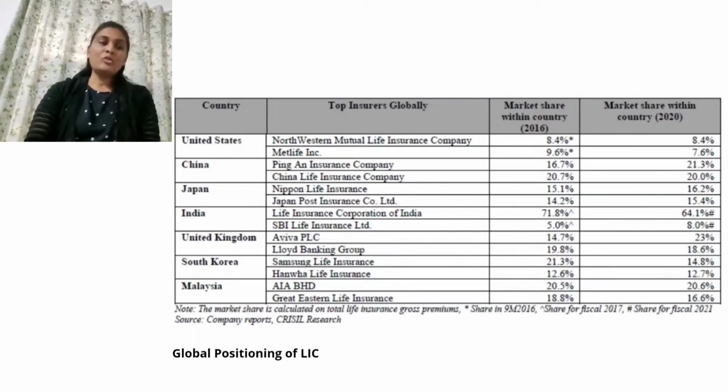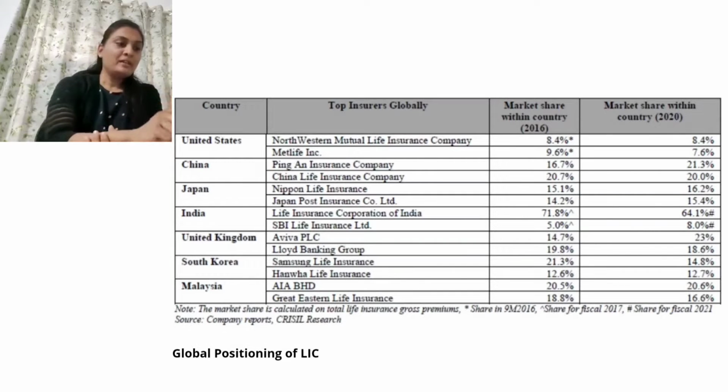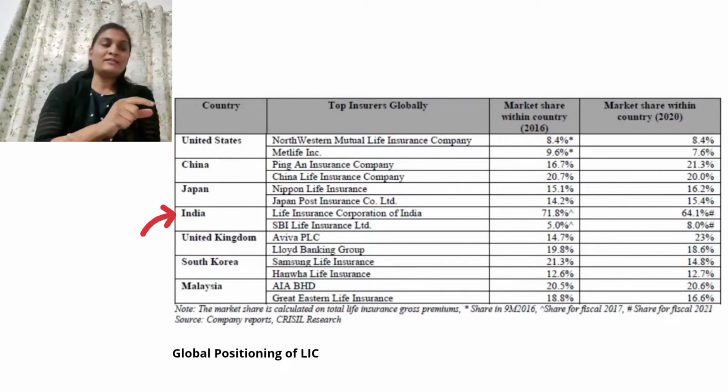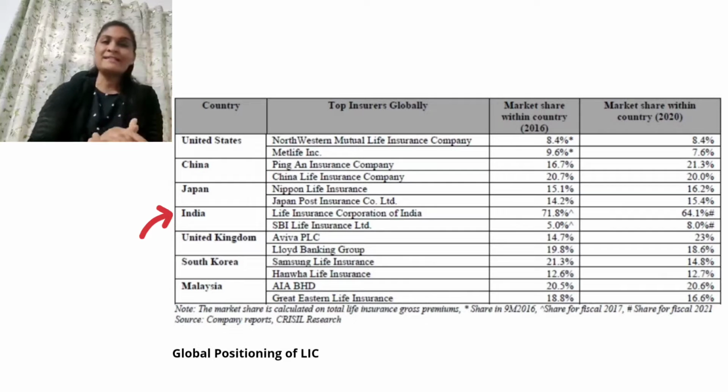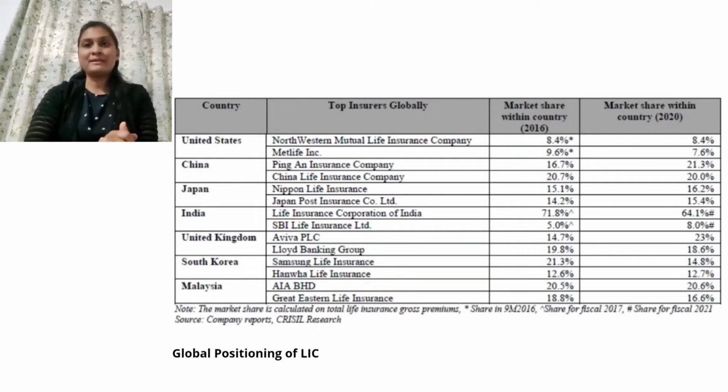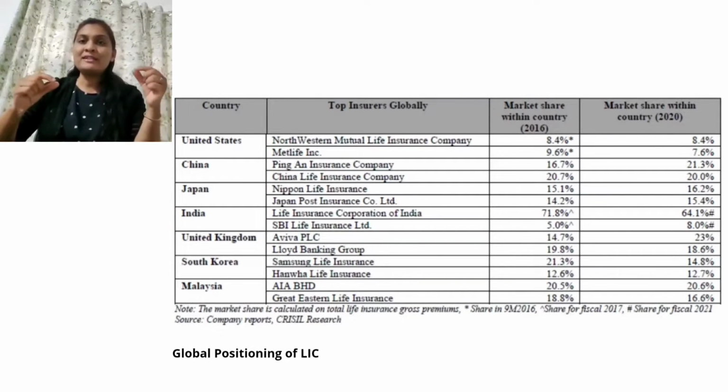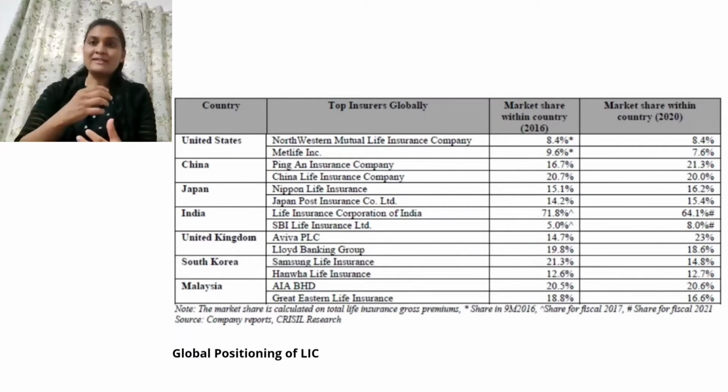Even when we see globally the top insurers, then we can see that in the table, the difference in India between the first life insurer and the second life insurer, that is the market share of LIC is 64%, whereas the market share of SBI, who is the second top insurer in India, its market share is 8%. So we can see how the difference is so big between the two. So that means it signifies that LIC is dominating the insurance industry in India.